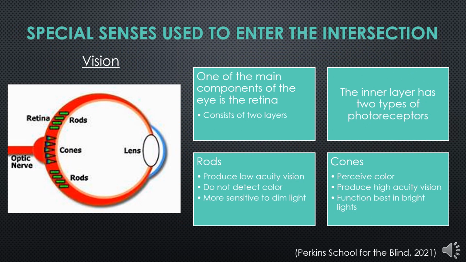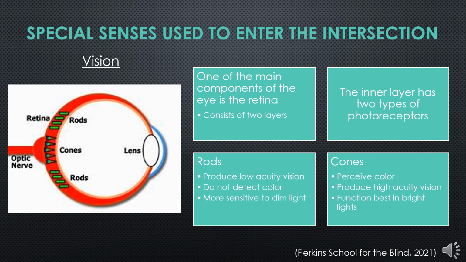One of the main components of the eye that contributes to vision is the retina, which consists of two layers. The outer layer is a pigmented epithelial layer, whereas the inner layer contains photoreceptors along with layers of other cell types. Within the inner layer are the two main types of photoreceptors called rods and cones. Cones have pigments that allow the eye to perceive color and produce a high acuity vision or sharp vision. Cones function best in bright lights, such as during the daytime. However, rods produce a low acuity vision and do not detect color. They are more sensitive to dim light.